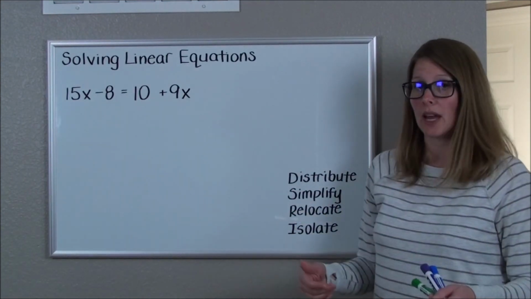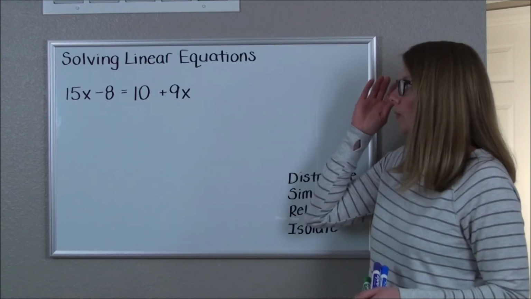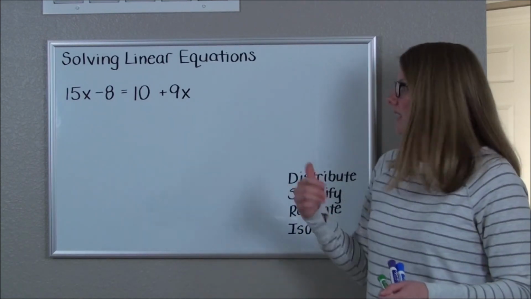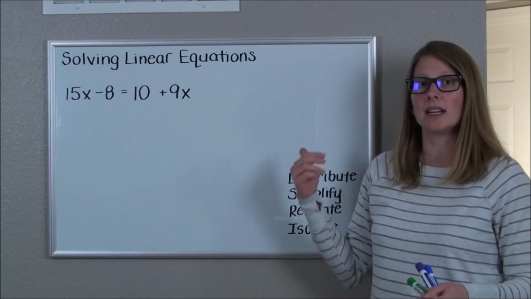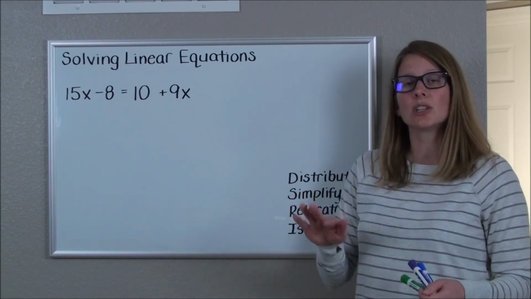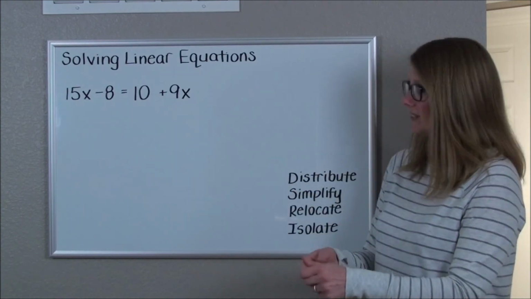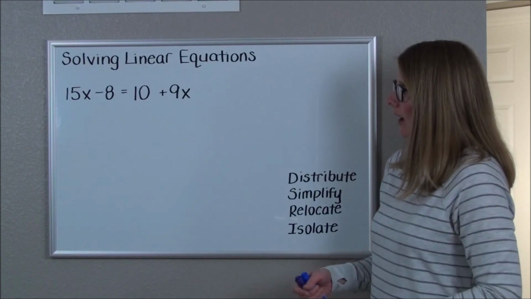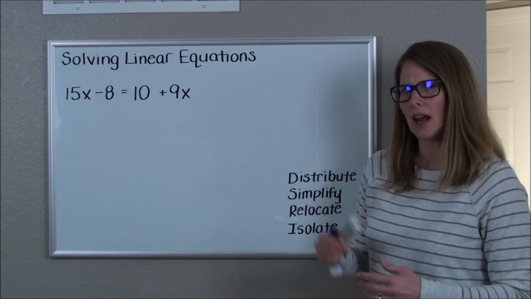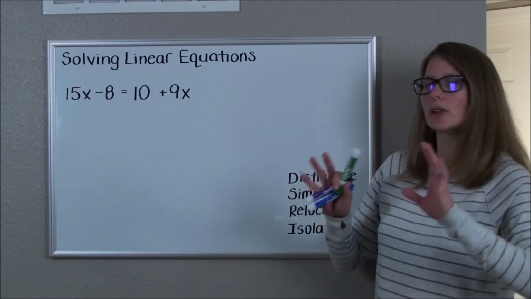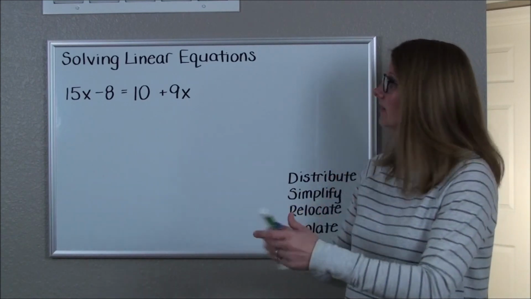Next comes the relocation step, and so this is the big step where we start moving things around. And anytime you relocate terms in an equation, you're going to either use addition or subtraction to move things from one side to the other. Let's focus on one thing at a time. Let's first focus on our variables. Let's focus on moving the letters to the left.